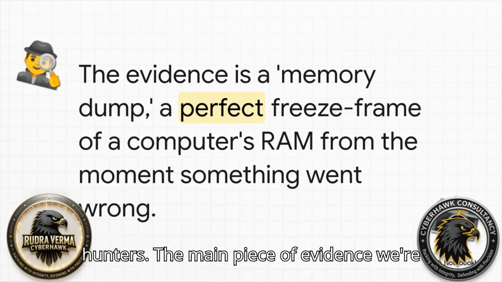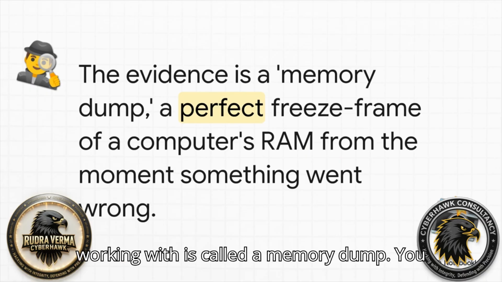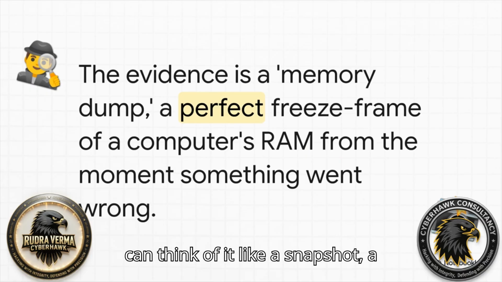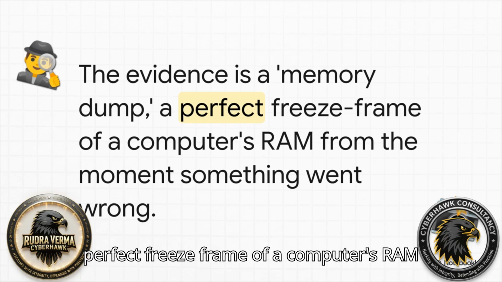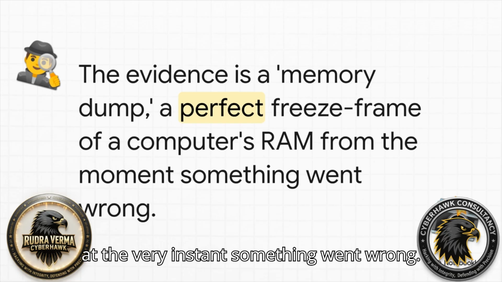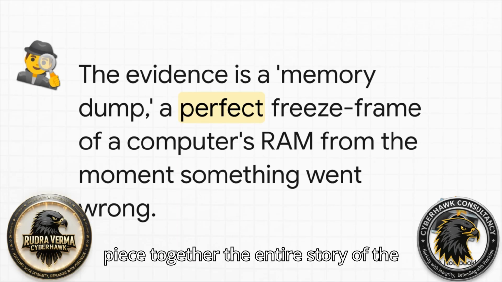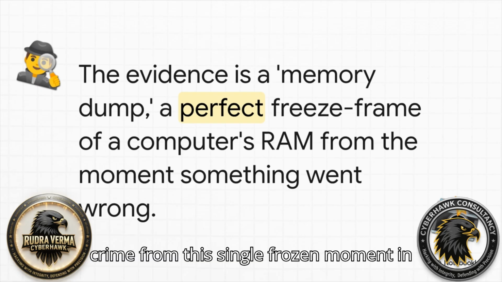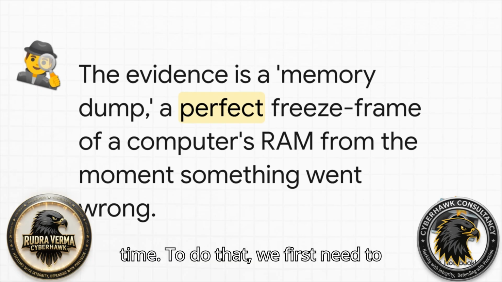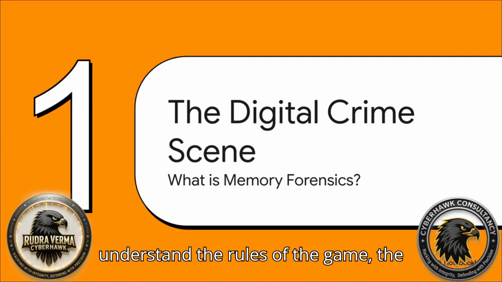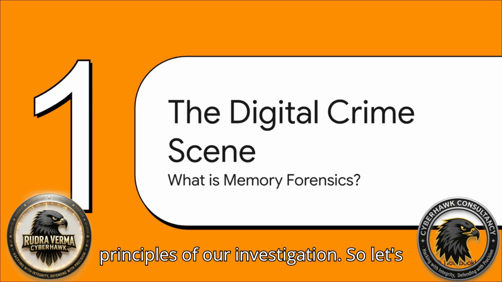The main piece of evidence we're working with is called a memory dump. You can think of it like a snapshot, a perfect freeze frame of a computer's RAM at the very instant something went wrong. And our job as the detectives here is to piece together the entire story of the crime from this single, frozen moment in time. To do that, we first need to understand the rules of the game, the principles of our investigation.